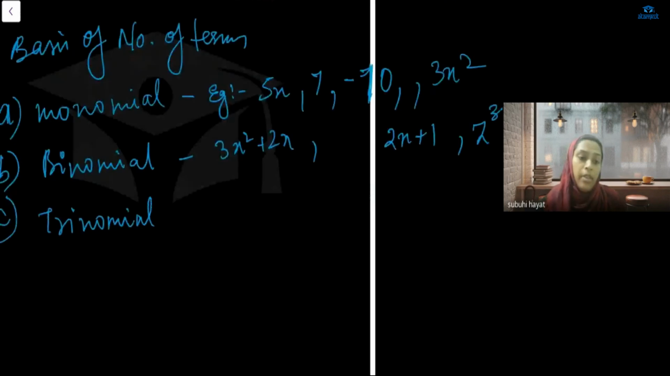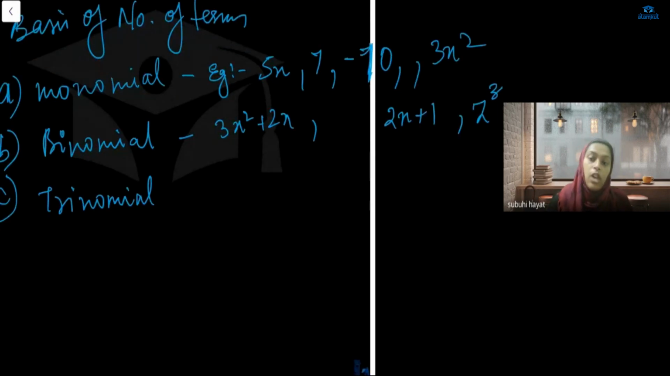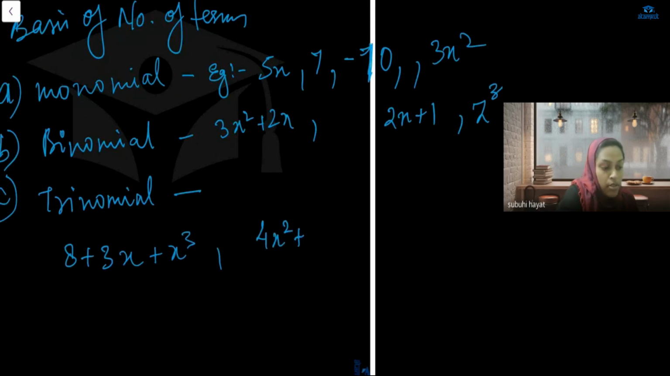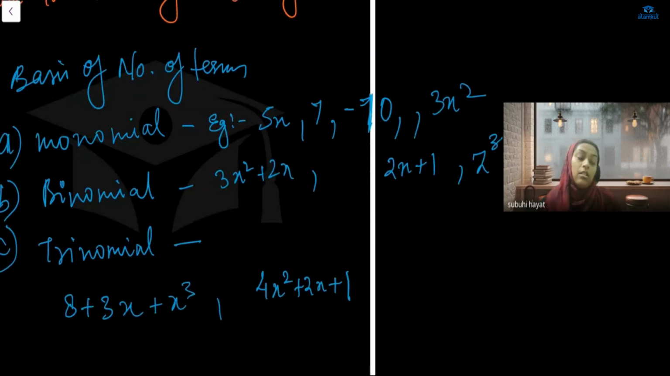Now trinomial means three non-zero terms are there, and yes, non-zero terms should be there. If any term becomes zero, it will not fall in that category. If in a binomial one term becomes zero, it will directly move to the monomial. So three non-zero terms should be there, then it is called a trinomial. For example, 8 plus 3x plus x cube, or 4x square plus 2x plus 1. Where three terms are there in a given polynomial, it is called a trinomial. So this is all about the classification of polynomials on the basis of number of terms.